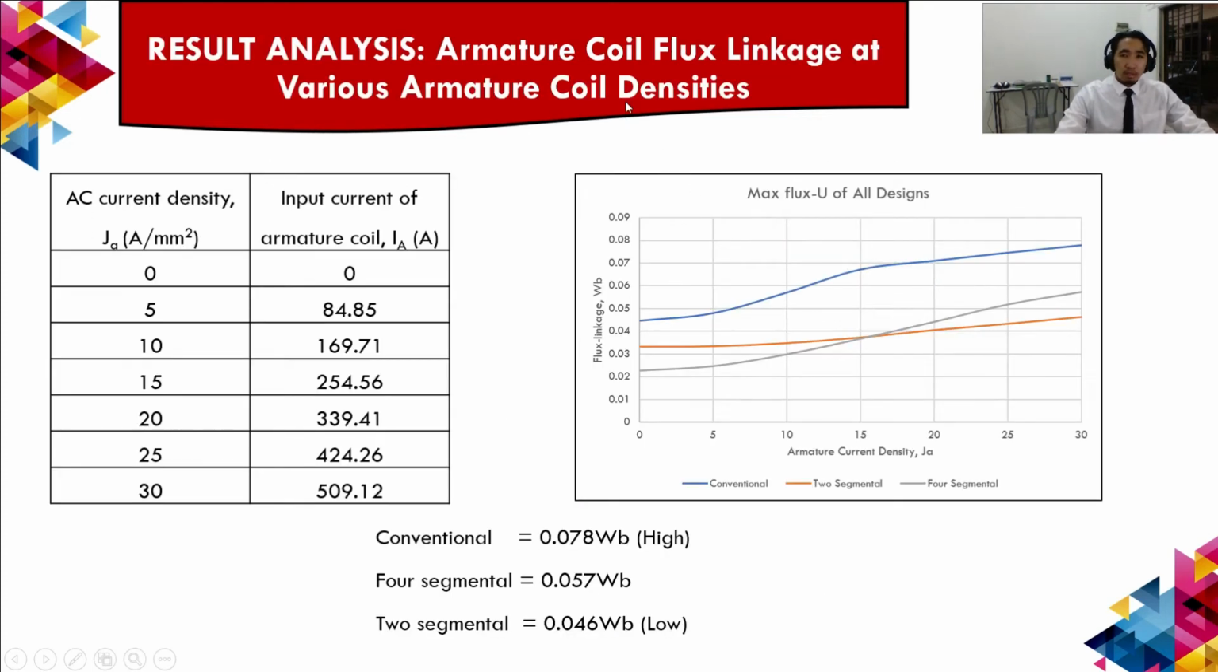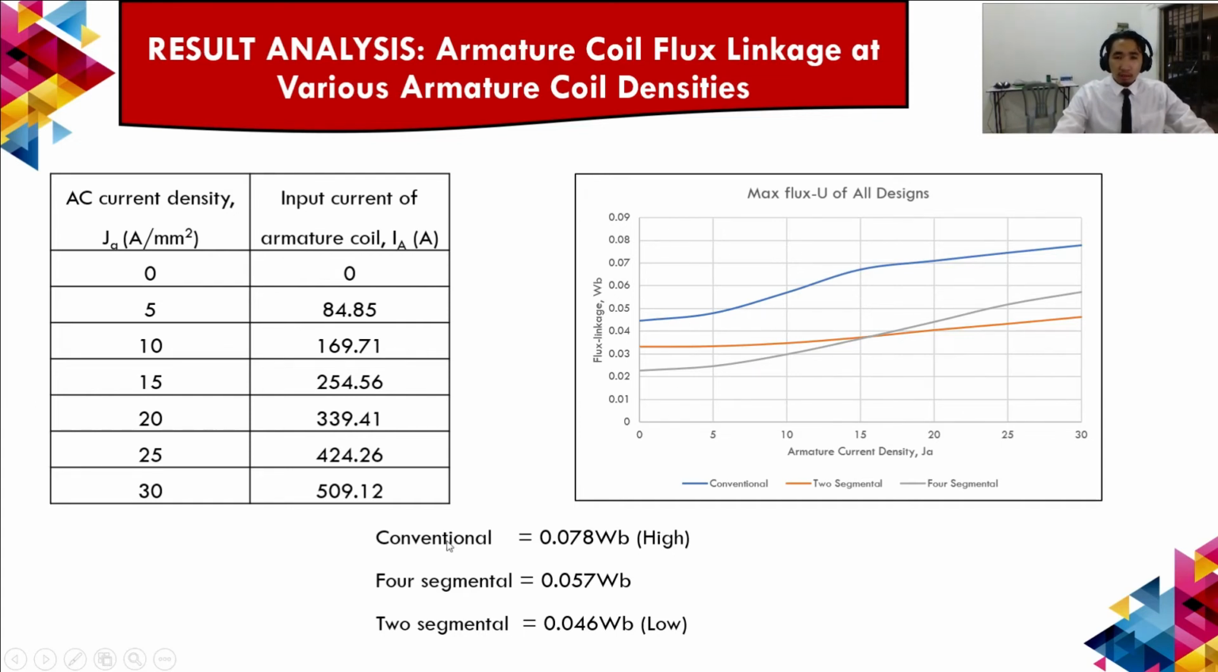For the armature coil flux linkage at various armature coil current densities, this is our armature current density, starting from 0, 5, 10, 15, 20, 25 and 30. After that, we use a formula to get the input armature coil current, IA. After we insert the input in the circuit, we calculate the maximum flux linkage of all designs. So we use Excel and generate the graph.